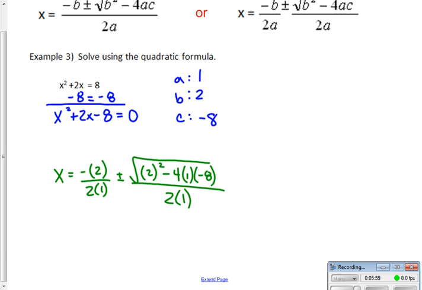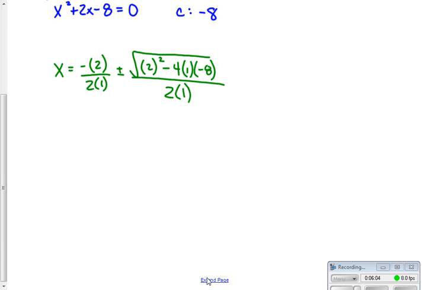This will conclude lesson 47, quadratic functions and equations using the quadratic formula.